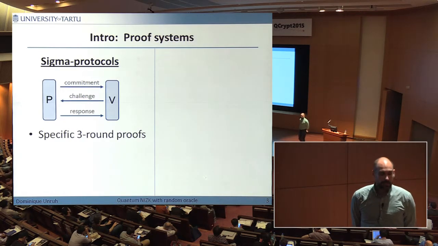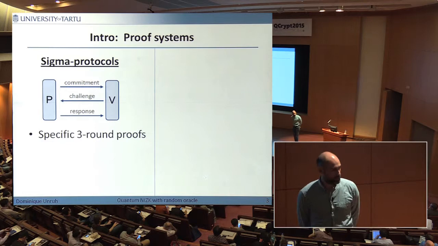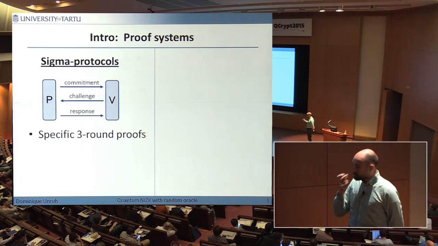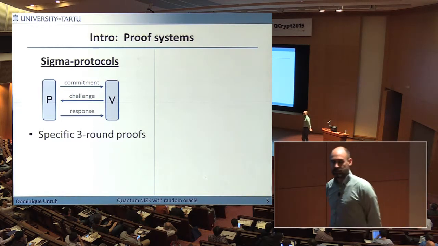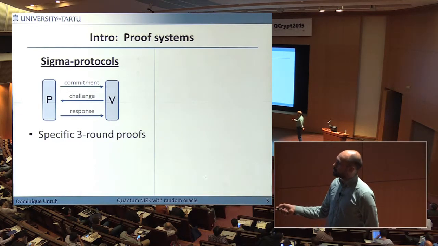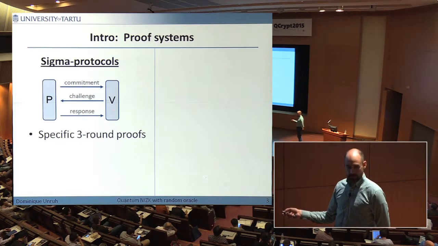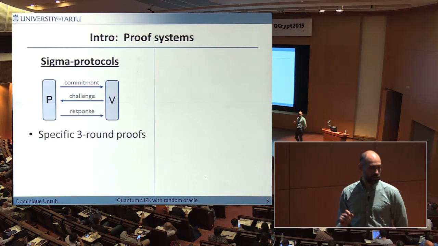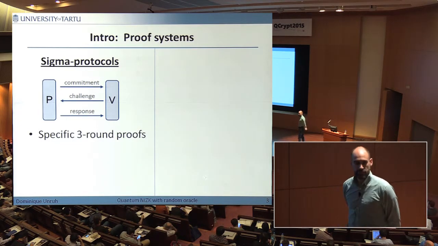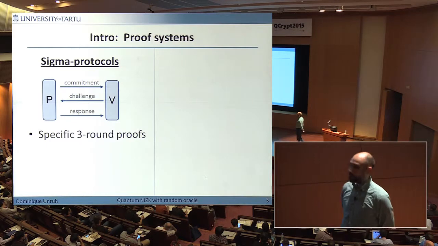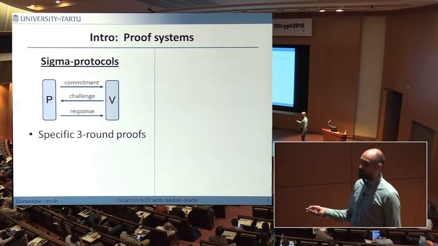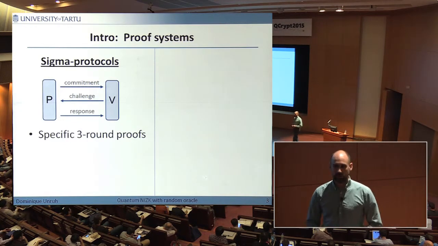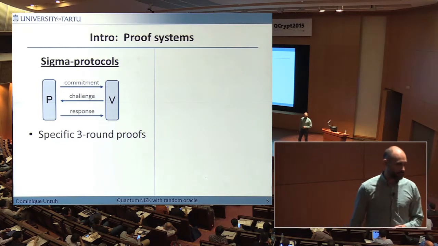So let me then introduce two classes of proof systems that will be important in the following. The first is a sigma protocol. A sigma protocol is a proof system that has a very particular structure. Namely, in a sigma protocol, we have always exactly three messages. The first going from the prover to the verifier, called the commitment. The second is the challenge in the other direction. And finally, the prover has to give some response to the challenge. And one important limitation is that the challenge has to be just a random value. So the commitment and the response can be made according to very complicated rules, but the challenge has to be a random value.